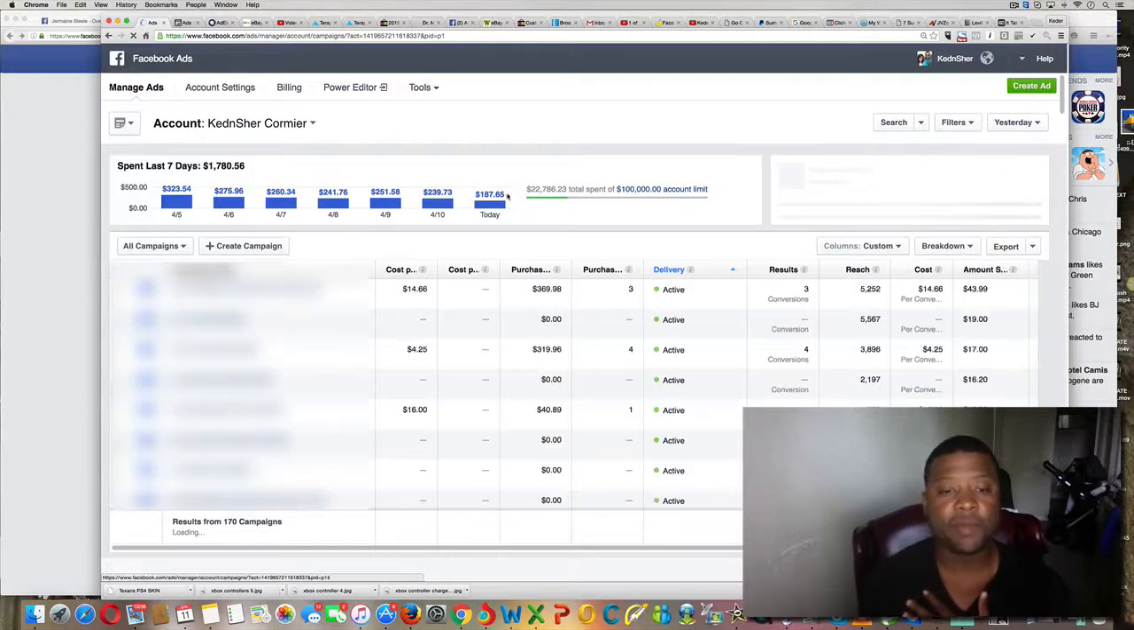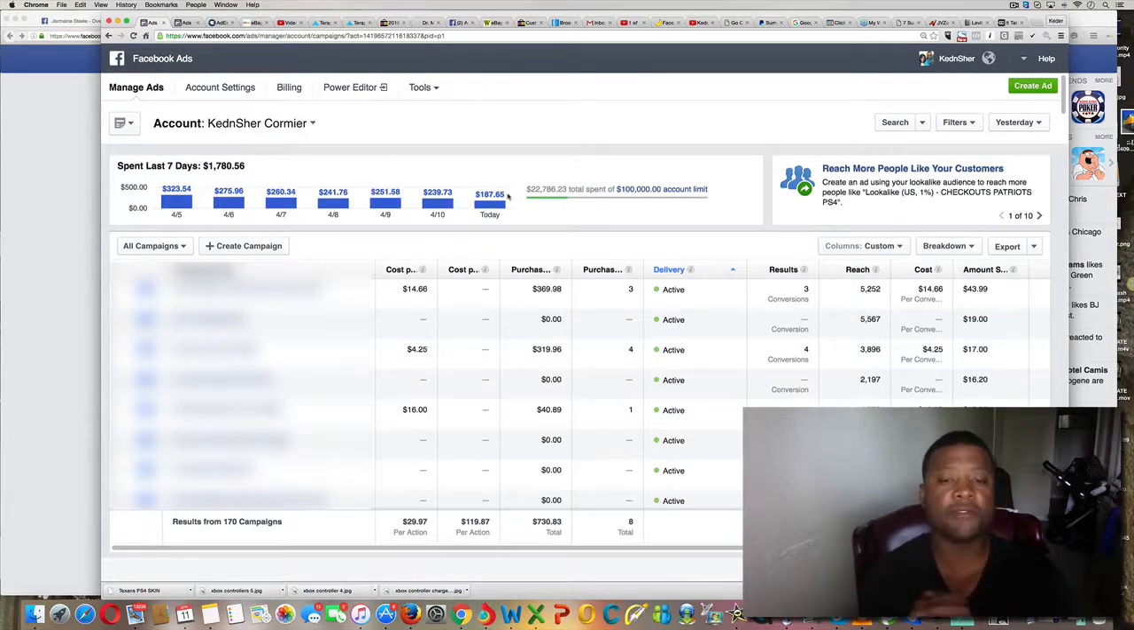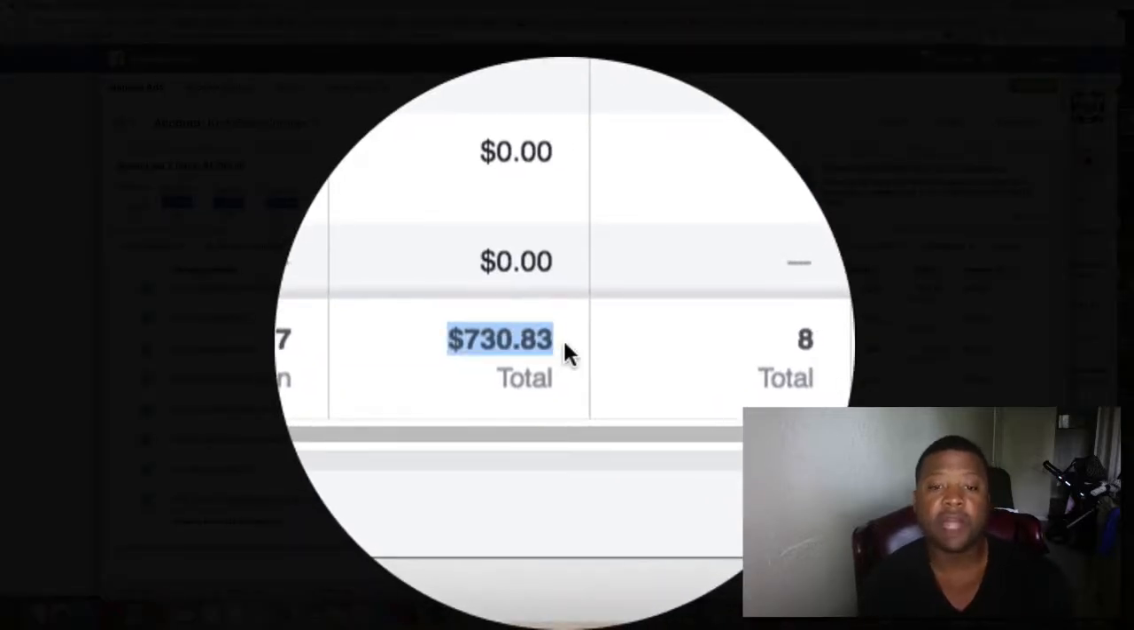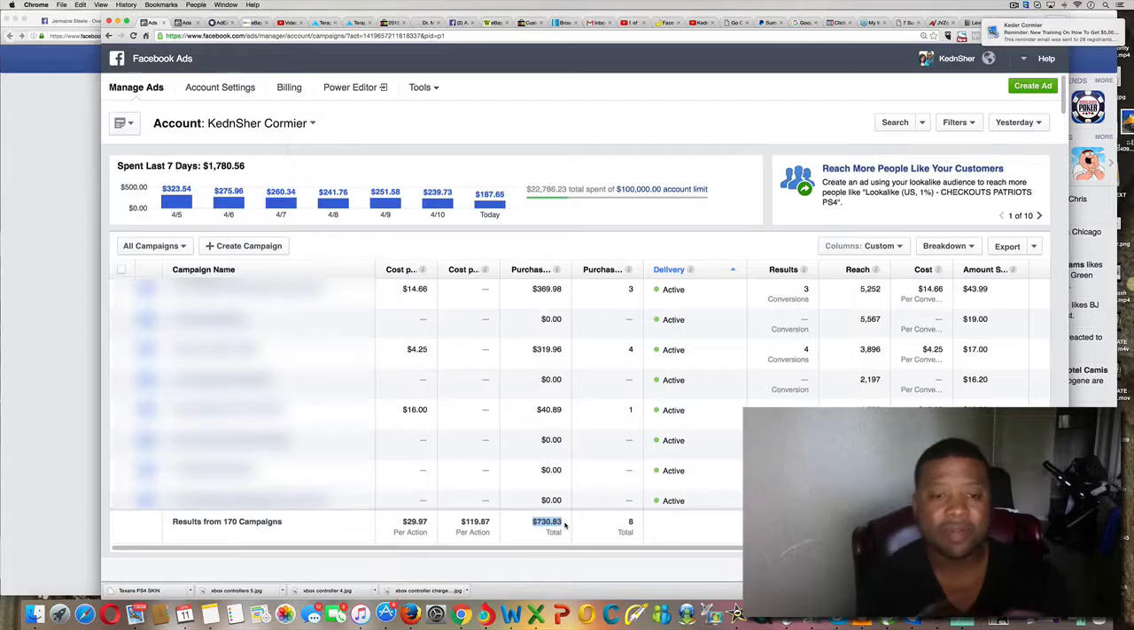Like today I spent 100. This account, I have a couple of Facebook accounts. This account I spent $187 and you can see it says purchase. If you look at the purchase total, I made $730. So spent 187, about 200.